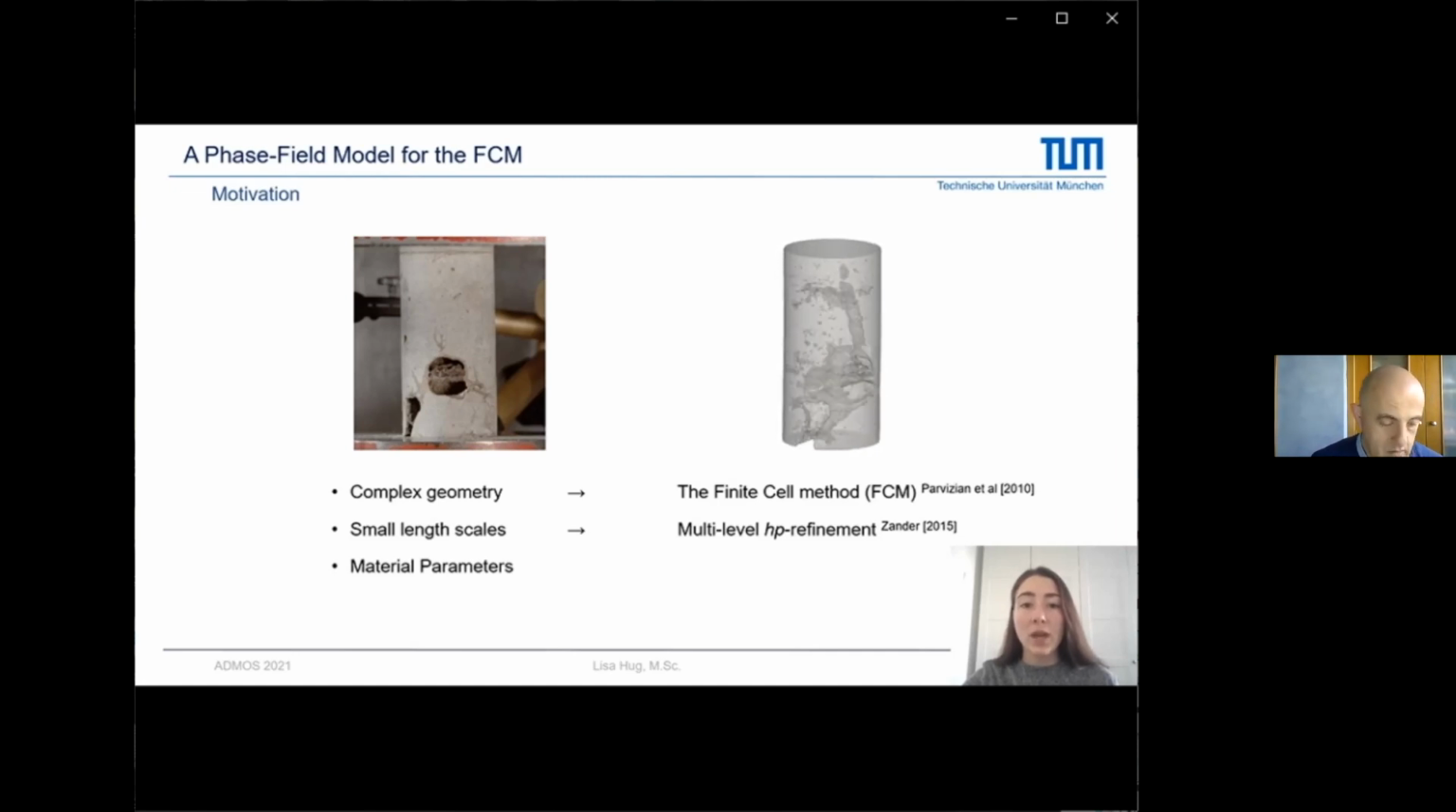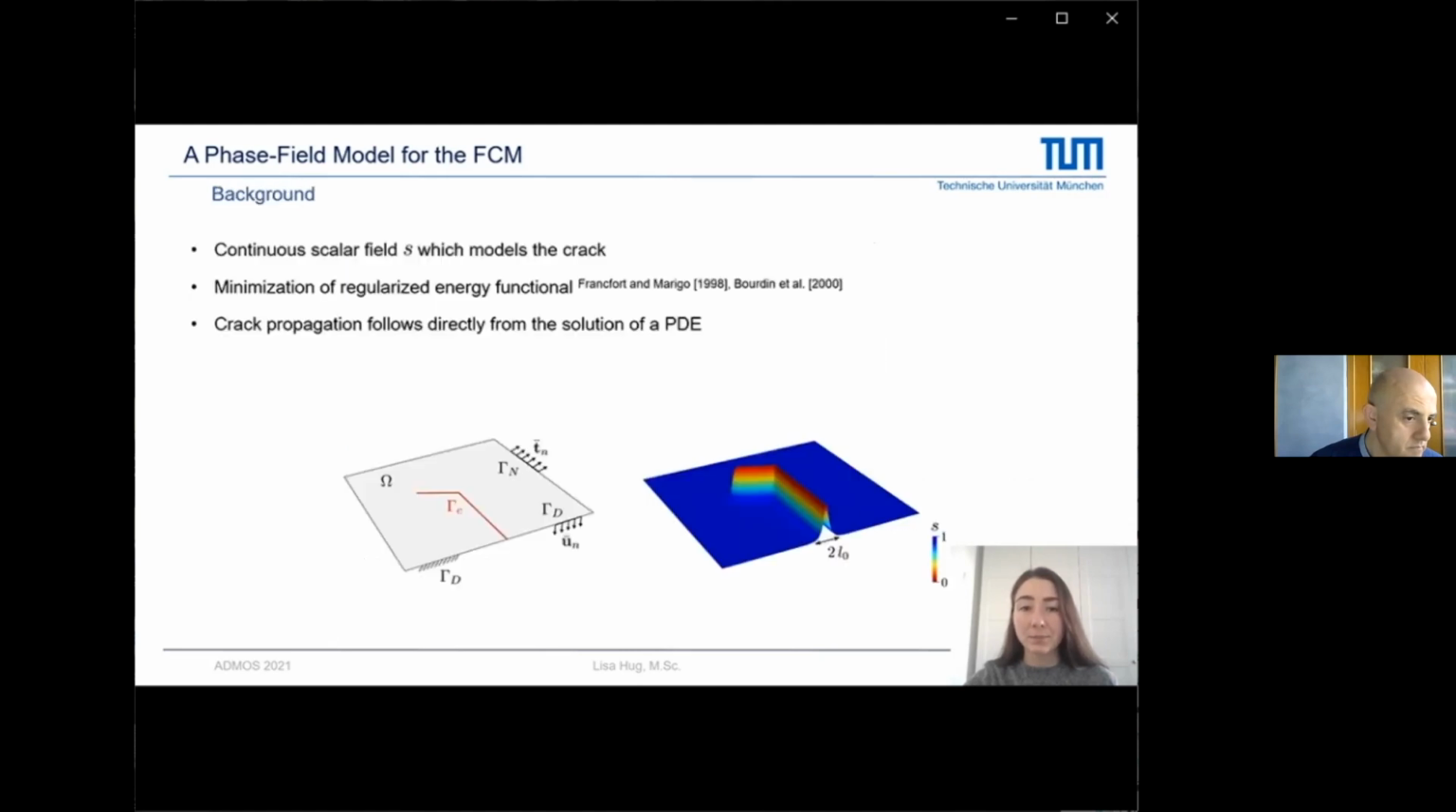Secondly, we have small length scales. We need to resolve the pores inside the geometry, but also the length scale parameter of the phase field. Here, an adaptive refinement technique can help to save computational time and memory. A third point, and the focus of today's talk, is the determination of realistic material parameters.